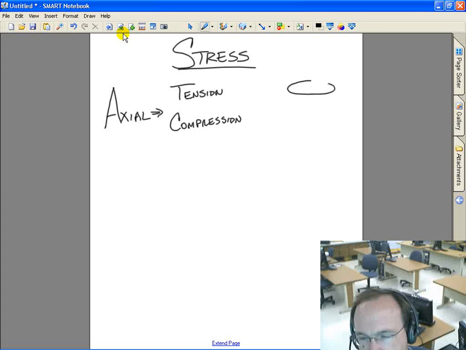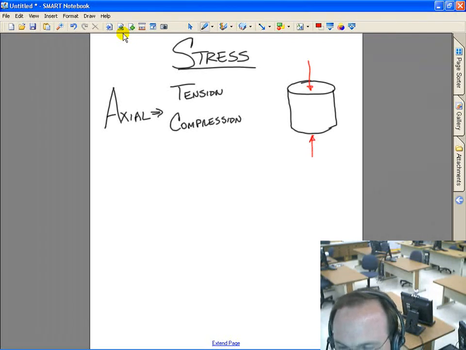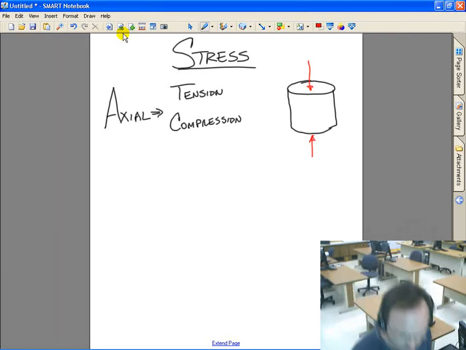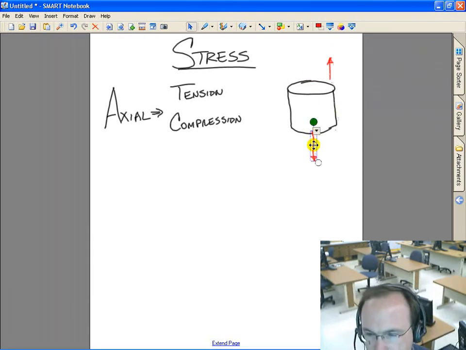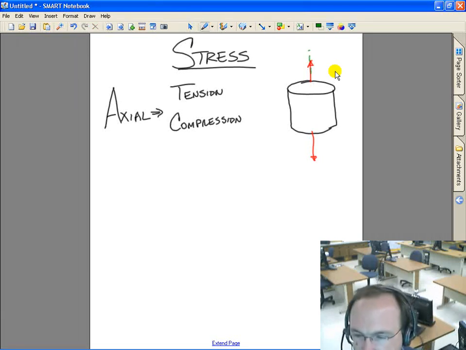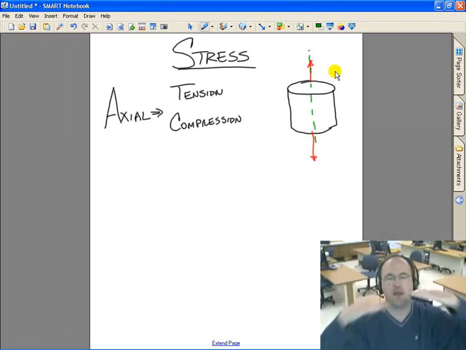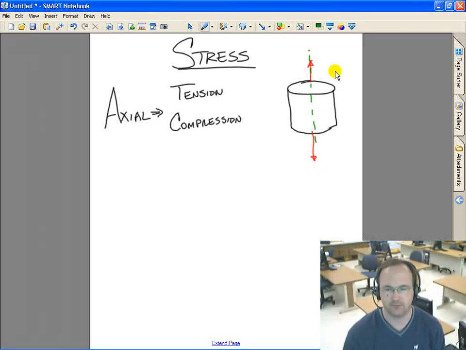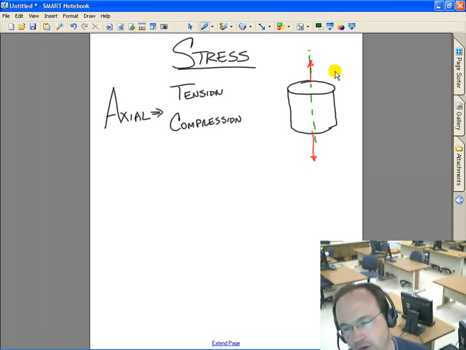Meaning that if I have an object right here, I can put axial force on it this way. That being compression. Or if I wanted to, I can put it in tension. But the force is acting along the object. So it's axial along the object's axis. That is axial stress. The stress resulting from loads being applied along the axis.